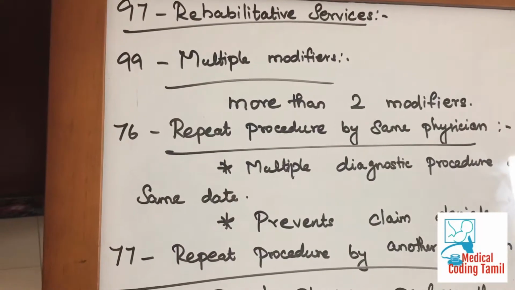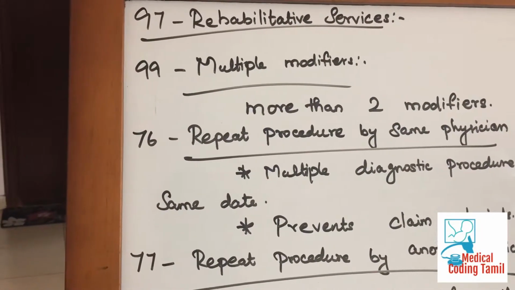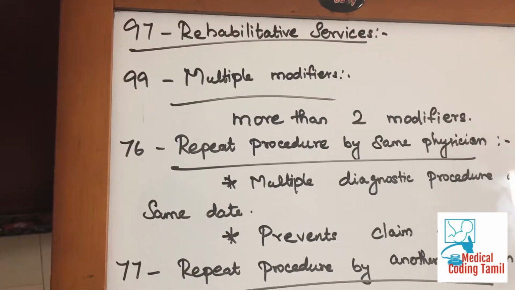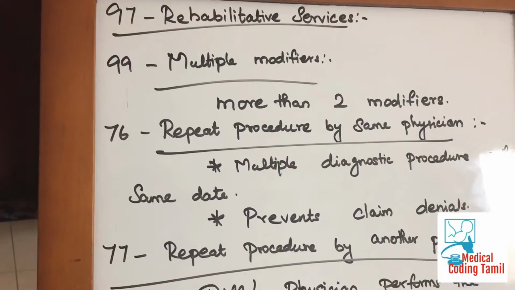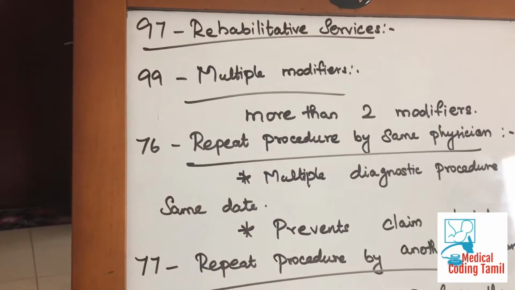And modifier 97 is for rehabilitative services. Rehabilitative services means, for example, if it is a drug addiction patient, then we have to get the patient out of that addiction, right? So like that, for any such procedures done, we have to use modifier 97 for the code. And modifier 99 is for multiple procedures.